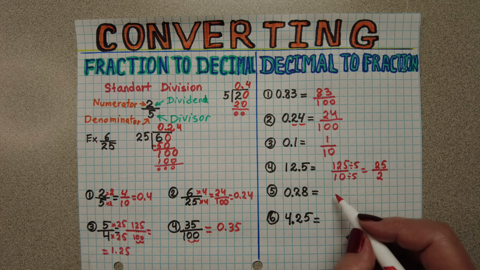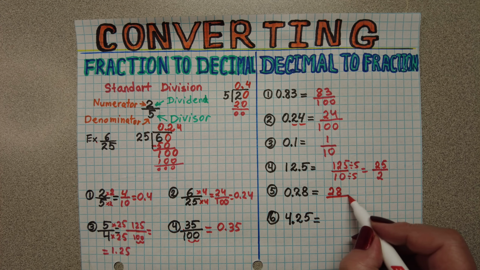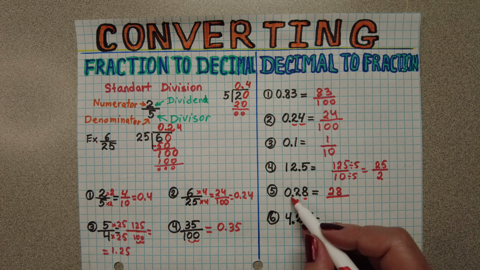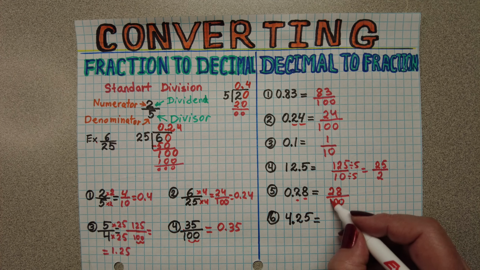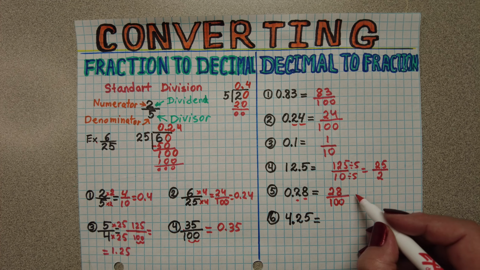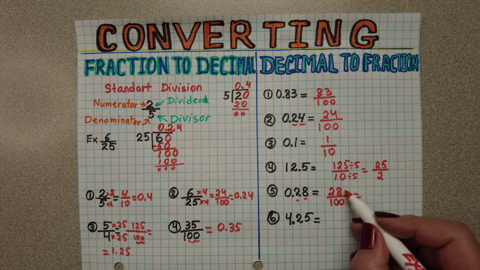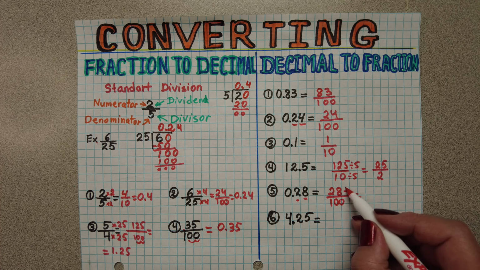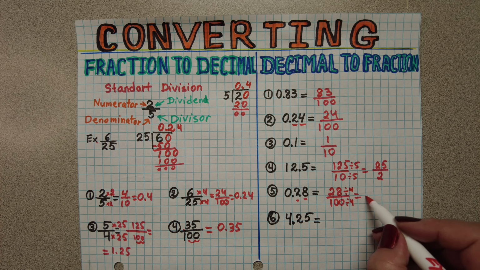Let's do this example. It will be 28 over, how many digits do we have after the decimal sign? 2. So it will be 2 zeros here. Also, you can again simplify. 4 times 7. So we can divide both by 4. It will be 7 over 25.